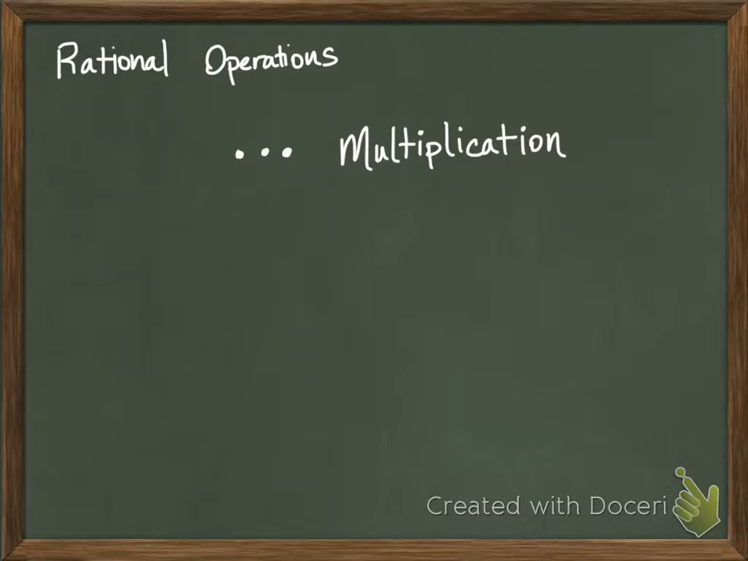Okay, so this is the first in a series of videos to review rational operations. A rational function, you remember, is just a function that is like an ugly fraction. So you might have a over b and c over d. So a and b and c and d, those could be any functions.